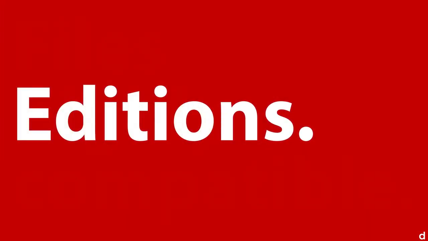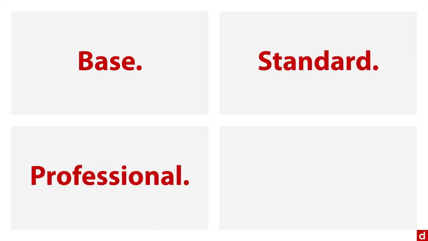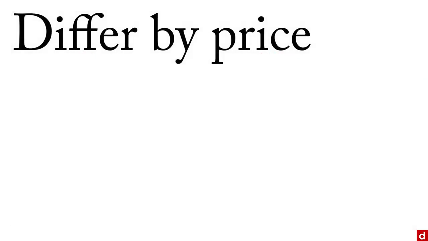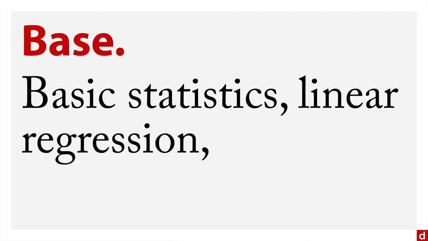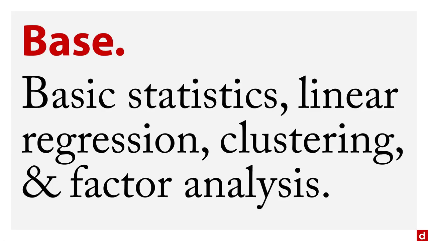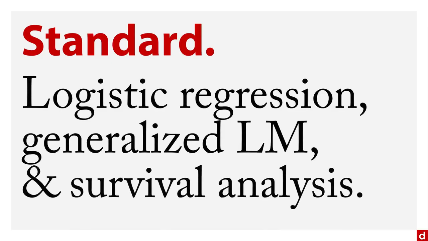Now we also need to talk about editions of SPSS. And there are a few major choices here. There's the base edition, the standard edition, the professional edition, and the premium edition. And they differ by price, and they differ by the functions that are included with each edition. So for example, in base, you get basic statistics, you get linear regression, you get clustering and factor analysis. On the other hand, standard adds on to that logistic regression, generalized linear models, and survival analysis. It also adds drag and drop interactive tables.